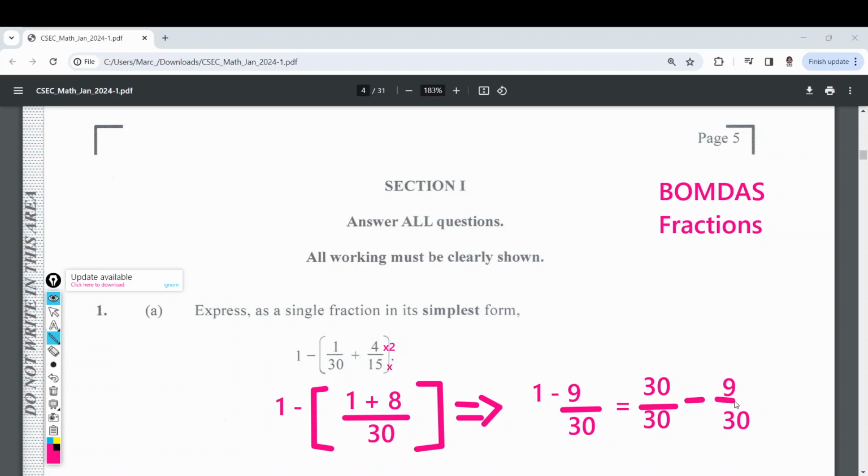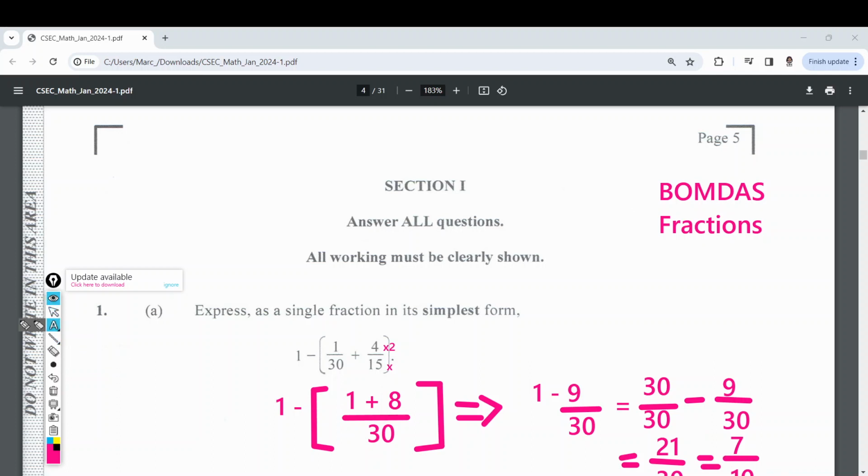And this is going to end up giving us 21 over 30. And 21 over 30 can be broken down. So the final answer we're going to get for this is, sorry, not 7 over 30, 7 over 10. 3 can go into 21 7 times, and 3 can go into 30 10 times. So this is the answer, guys.